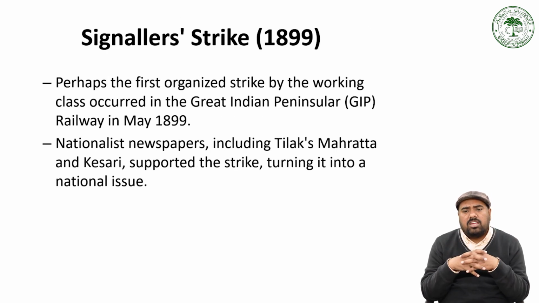Now, there was a very huge strike led by the signalers. Signalers are those workers who give signals to the railways. Without even manual signals, it is impossible for railways to function. By that time the railway was based on the steam engine, and that required proper signaling so that they would be able to smoothly transfer resources as well as people and passengers. So this was perhaps the first organized strike by the working class, which occurred in the Great Indian Peninsula Railway in May 1899.